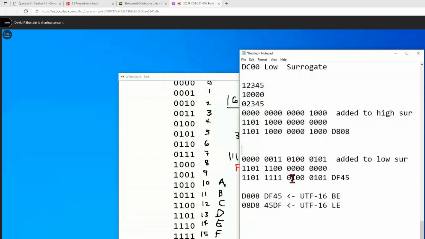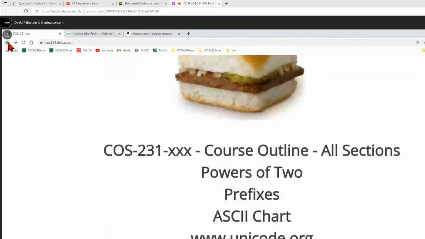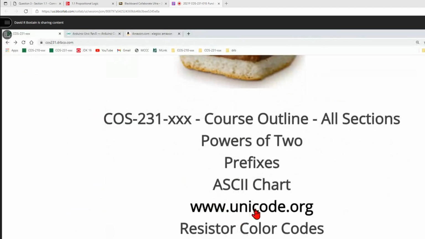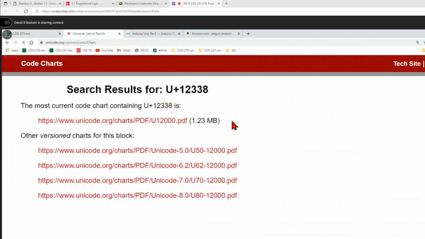Okay, now let's do another one of these because I know they can be a little problematic. Let's take this number right here, 12338. We didn't know what that character was. We could take the code point, go to the website, go to unicode.org, put in the code point, hit go.